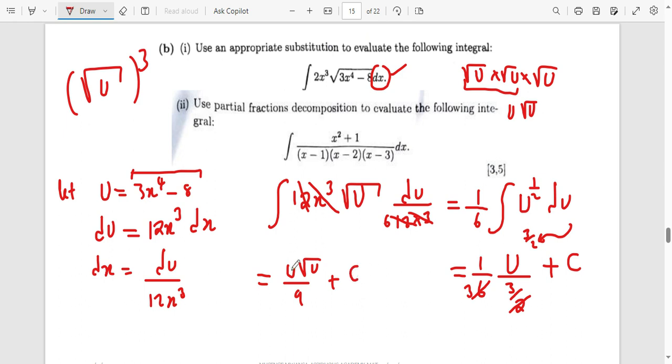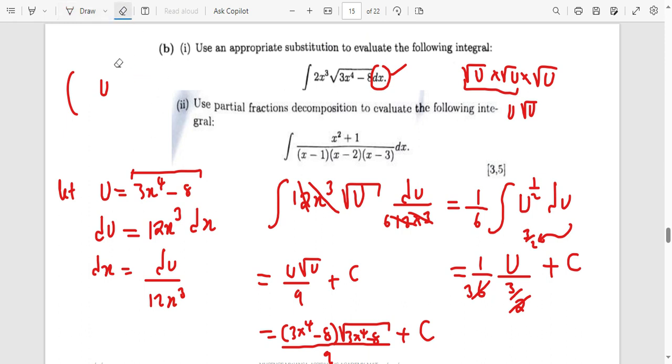Now we go back. What is our u? Our u, remember, was 3x to the power 4 minus 8. And then we have got the square root of 3x to the power 4 minus 8, everything divided by 9 in the denominator, and then plus a constant c. So that is the integral of this expression.